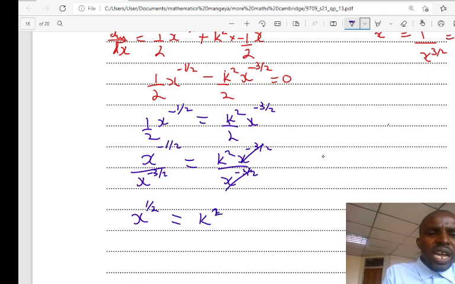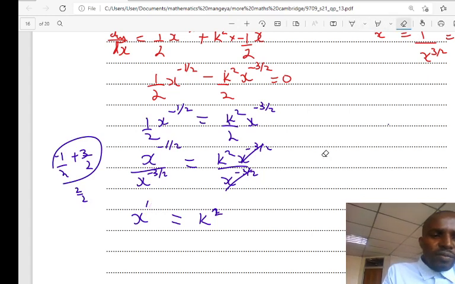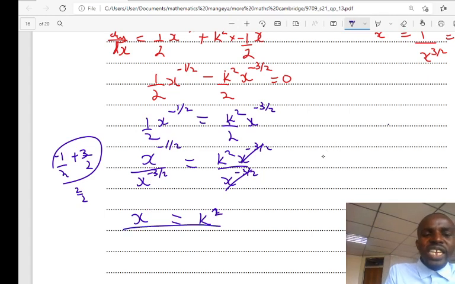Like this. Minus half plus 3 over 2. It's not half, sorry. It's a 1 actually, because this one is 2 over 2. It's 1. So the power is 1. So x is equal to k squared. Then you are done. So that's the x coordinate.